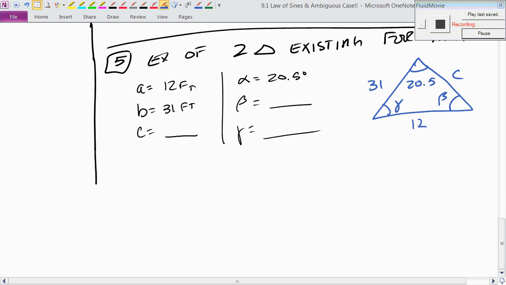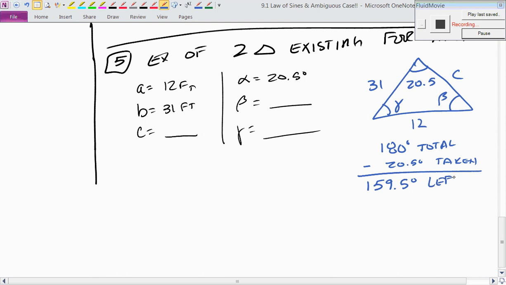So here is the thinking behind this. I know that there's 180 degrees total for every single triangle, correct? How much have I already used in this particular triangle? 20.5 degrees taken, correct? So how much is left over? Calculator, help me out. 159.5 degrees left over. You guys with me on that part?